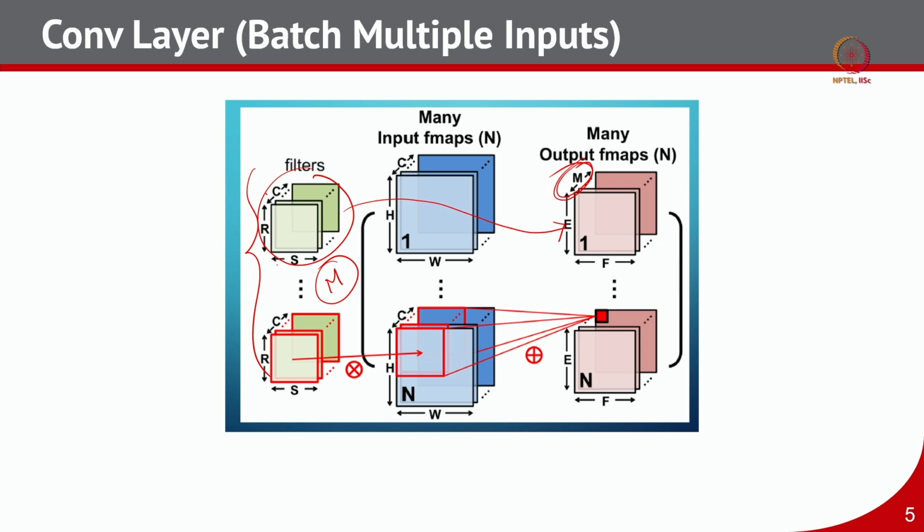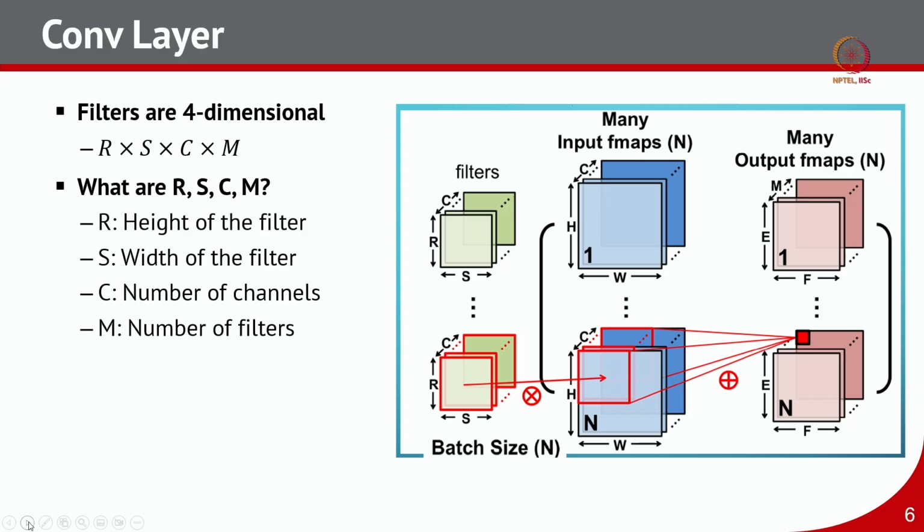When we do inference, we typically don't do inference on just one image, we do it on a batch of images. Let's say one batch has a total of N images. Then of course we want N outputs. That's what we discussed in the last class. As a summary, the filters are 4 dimensional, R by S by C by M. R and S are the height and width of the filter respectively, C is the number of channels, and M is the number of filters.